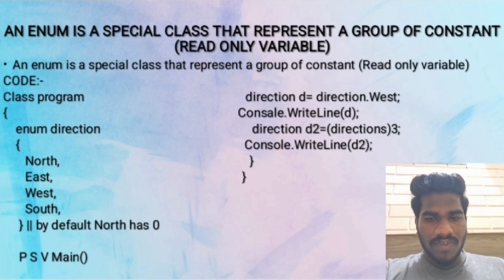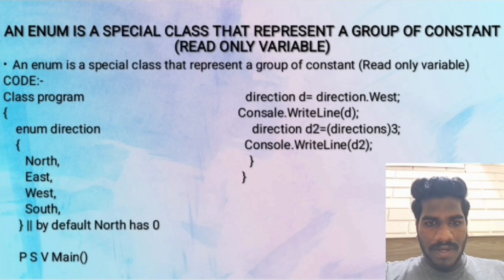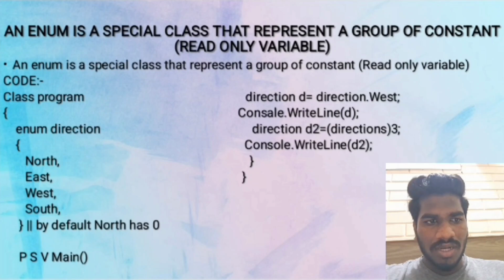After that we have the Main method. Direction d = Direction.West assigns the value West, which has an underlying integer value of 2, to the variable d. (Direction)3 casts the integer 3 to the Direction enum type. Console.WriteLine(d2) prints South to the console.